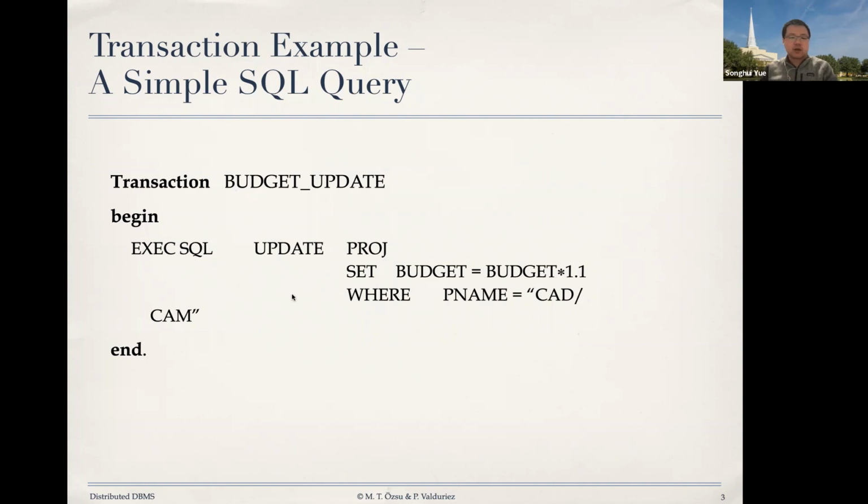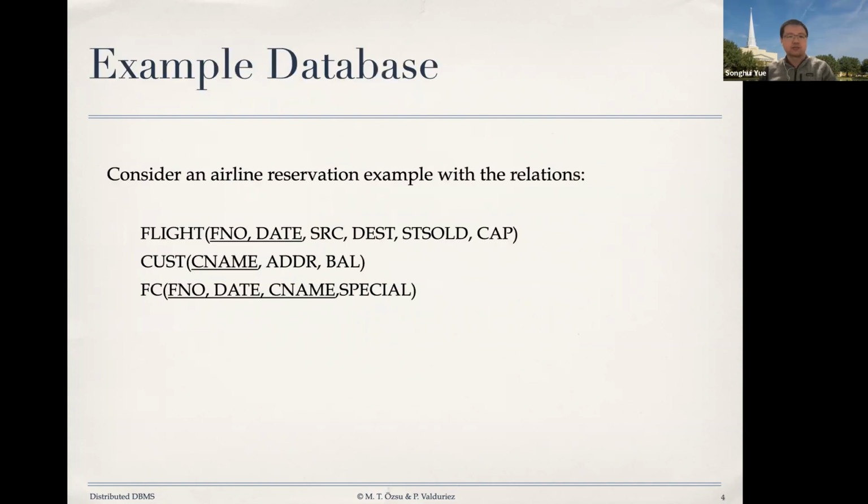All right, this script mainly sets the budget to budget times 1.1, which is to update the budget by multiplication with a number. So we just update this project table and set the budget where the P name, the project name, is CAD or CAM. All right, so this is the transaction, which means that the execution of this update is wrapped with a transaction. Okay, this is a simple SQL query transaction example.